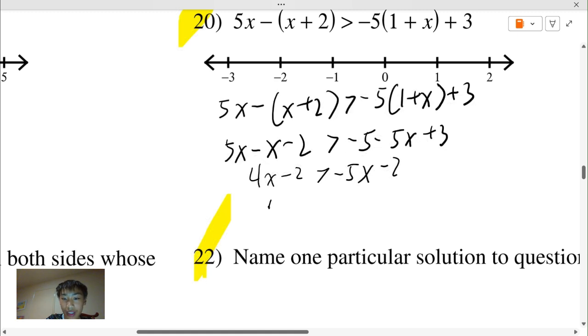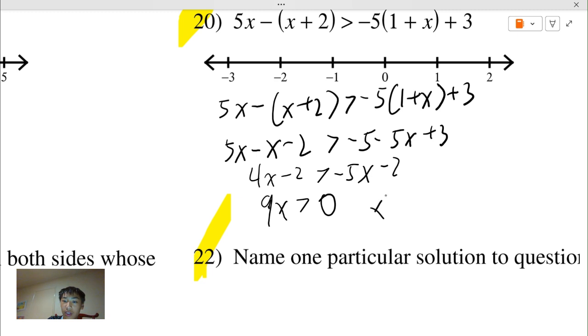Now actually move this to the side. You add 5x. 9x is greater than, move the minus 2 to the other side. It's plus 2. 0 to 0. X is greater than 0.